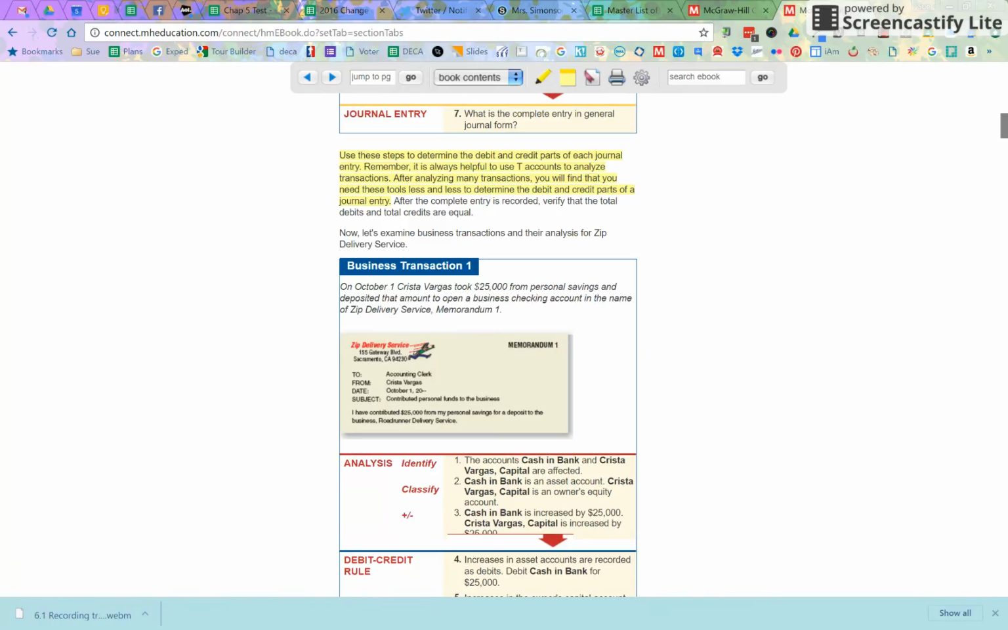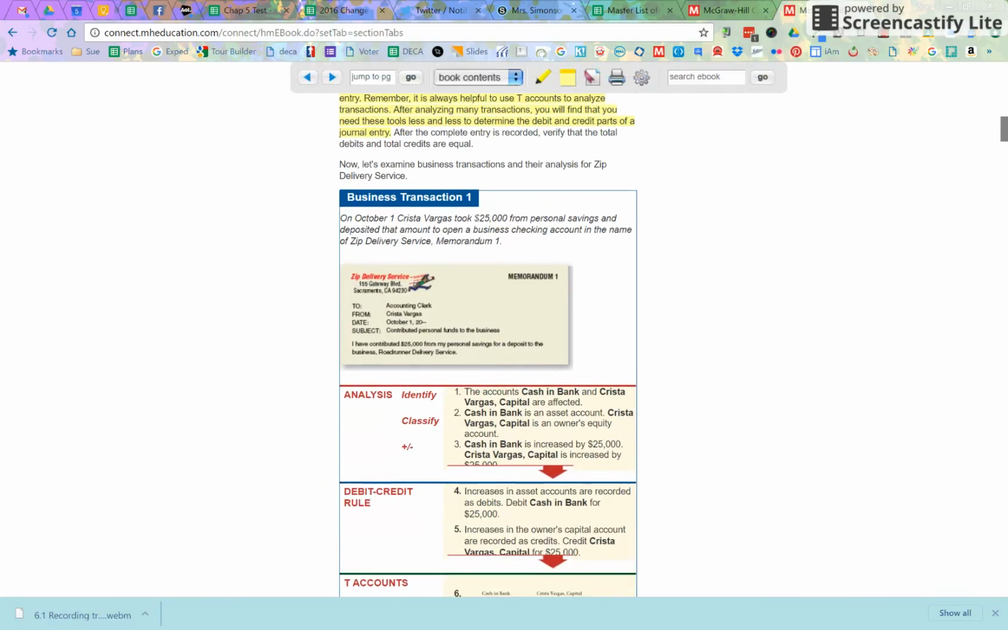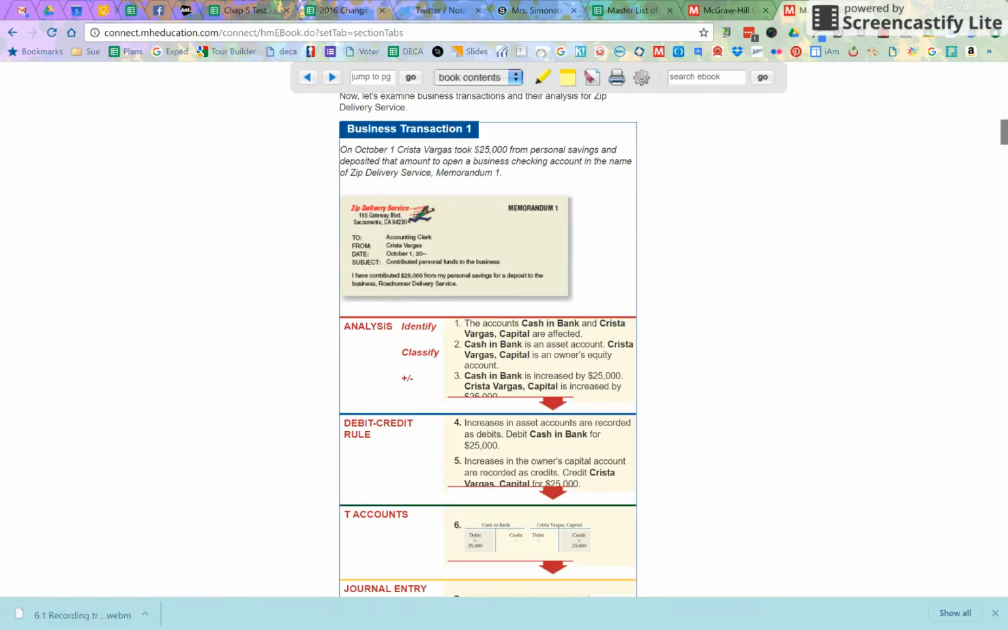So we have our first transaction of $25,000. We're taking it from personal savings. We're going to put it in this new business. There's not really a source document for it, so we make a memorandum. And the owner says, I've contributed $25,000 to this new business. Okay, so we're going to journalize that. We're going to do that just like we always have. Cash is a debit, capital is the credit.